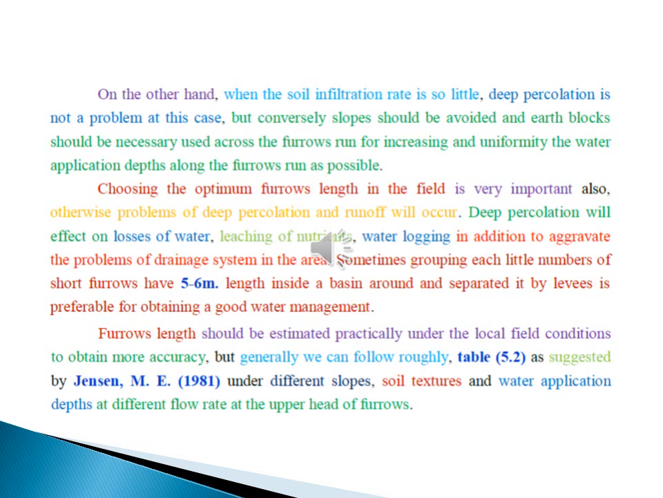Choosing the optimum furrow length in the field is very important. Otherwise, problems of deep percolation and runoff will occur. Deep percolation will cause losses of water, leaching of nutrients, and water logging, in addition to aggravating the problems of the drainage system in the area. Furrow lengths should be estimated practically under the local field conditions to obtain more accuracy, but generally we can roughly follow the enclosed table.